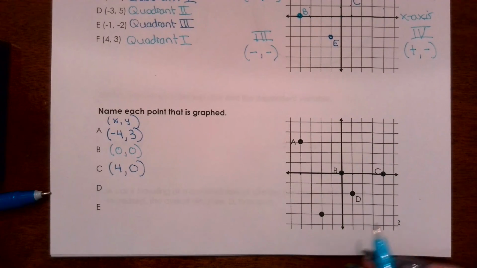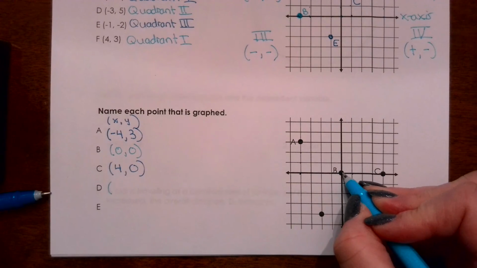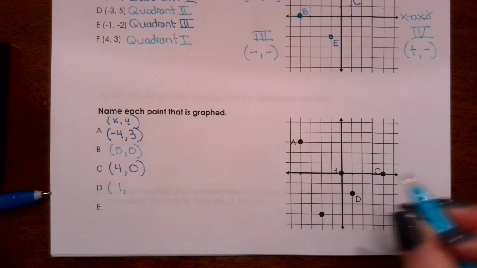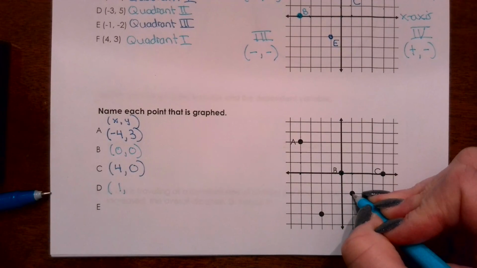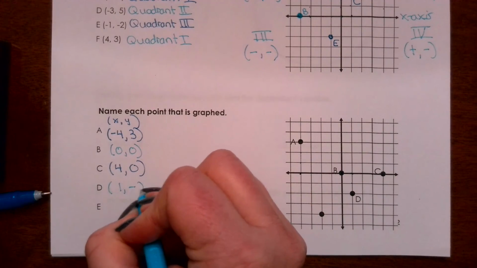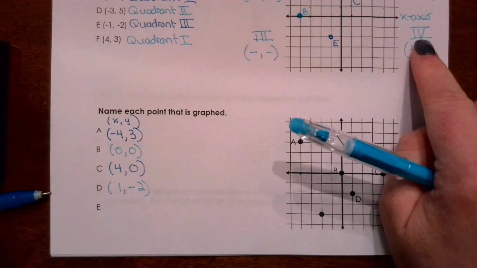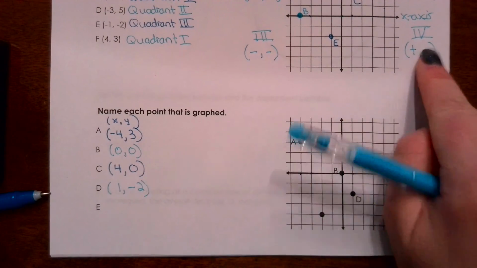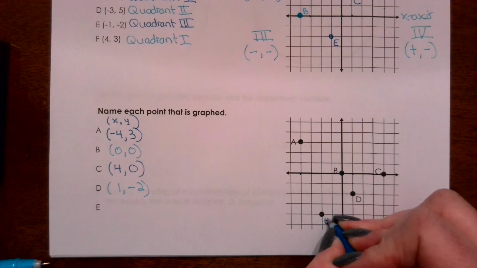Now moving on to point D, get my parenthesis ready. Start at the origin, I go right 1, so that's positive 1. And then I go down 2, 1, 2. Down is negative, so it's a negative 2. And this shows us an example of a point plotted in the fourth quadrant. It is positive, negative.